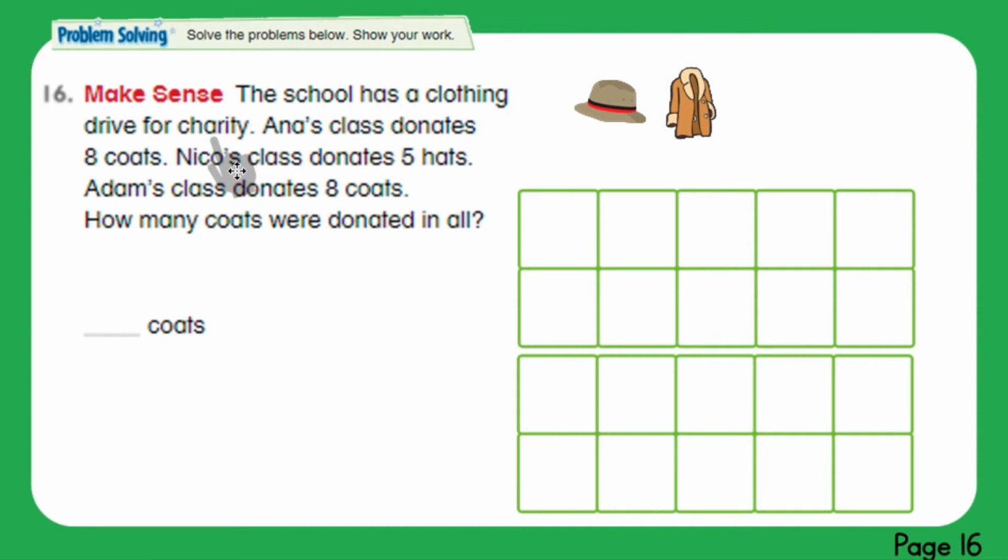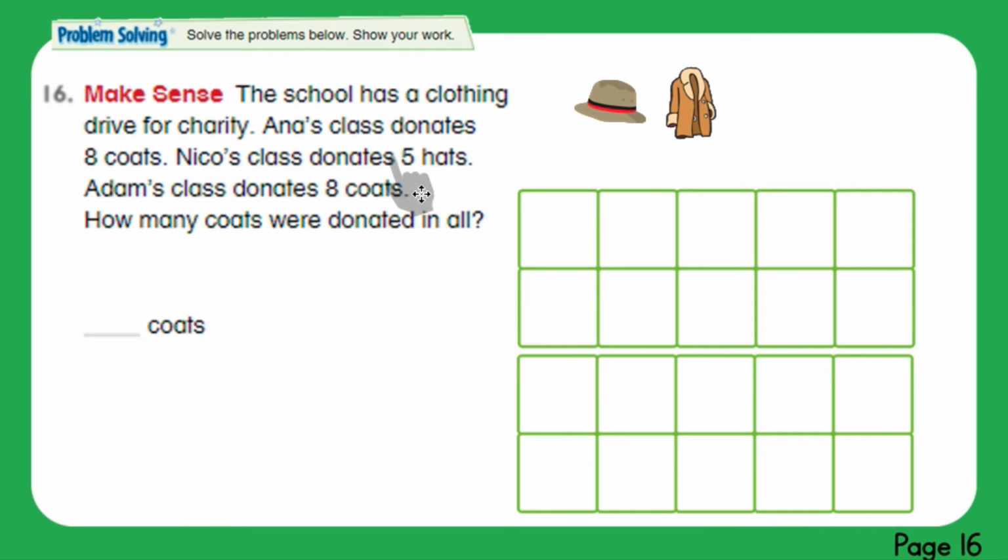What's charity? Charity is when we are collecting something to give away, to donate to some people who are not having that, or maybe they are poor, or maybe they need help. So for charity, they are collecting clothes. So people are donating their clothes to the school for the charity. Anna's class donates 8 coats. So Anna's class is donating 8 coats.